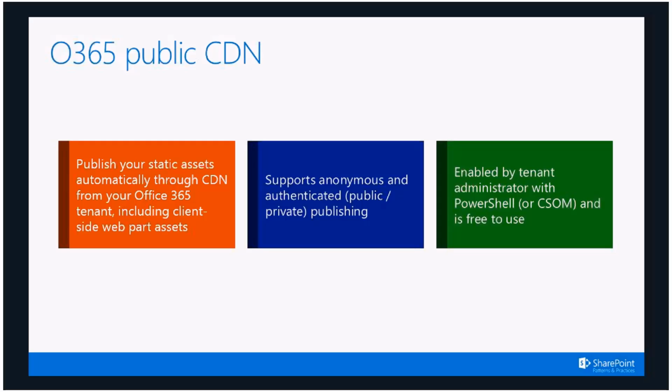So what we're doing in the Office 365 CDN is that you are able to configure one document library as a source for the CDN. And then all of those assets from that document library will be replicated to content delivery network endpoints, which will then make the sites faster across the world. So this will have a positive performance impact on SharePoint Online.